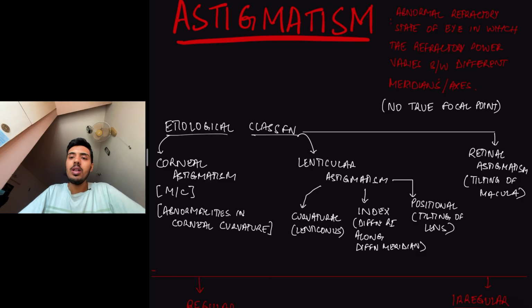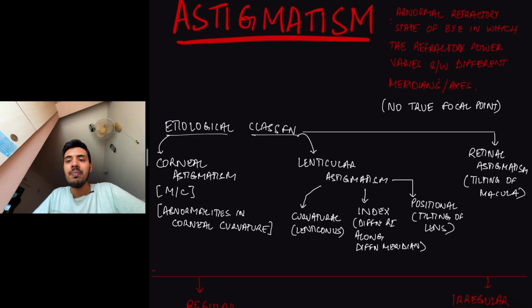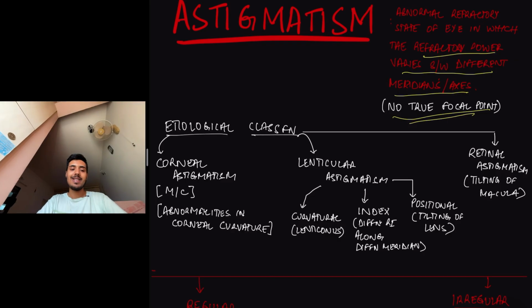Astigmatism is an abnormal refractory state of the eye in which the refractory power varies between different meridians and axes. There is no true focal point. Let's say this is one axis and this is another axis. The light rays that are coming like that are going through a different power, and the light rays that are coming like this are going through a different power. So the refractory power varies between different axes and meridians.